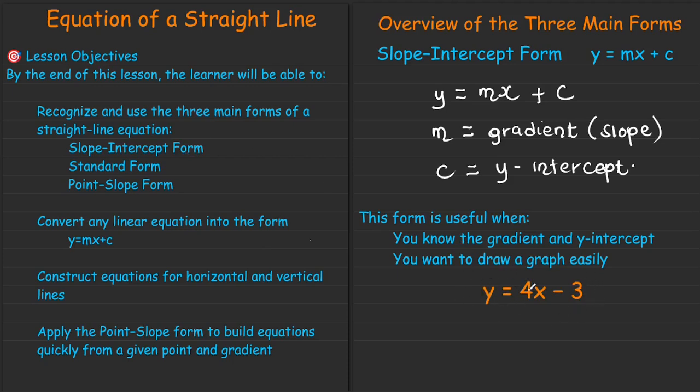An example of this form is y equals 4x minus 3. In this case, we have our gradient m being 4 and c being negative 3. So we say the y-intercept is at negative 3. To write it as a coordinate, for the y-intercept, the x value is 0 and the y value is negative 3.